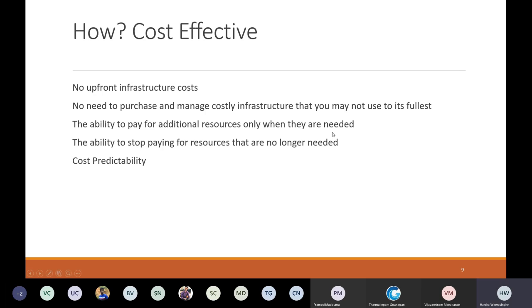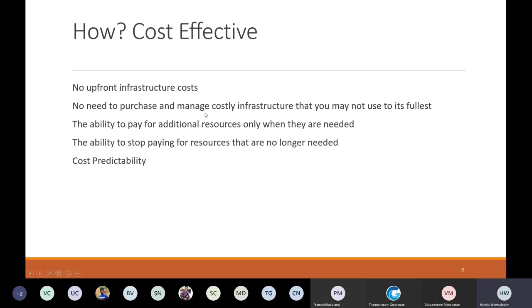It says no upfront costs. When you want to build your own data center, you have to create a building, you have to buy hardware, you have to create security mechanisms, you have to set up lighting controllers and stuff, you have to set up cameras, because you have to protect your hardware. So you will have this infrastructure cost. When it comes to cloud computing, you don't need to worry about these upfront costs.